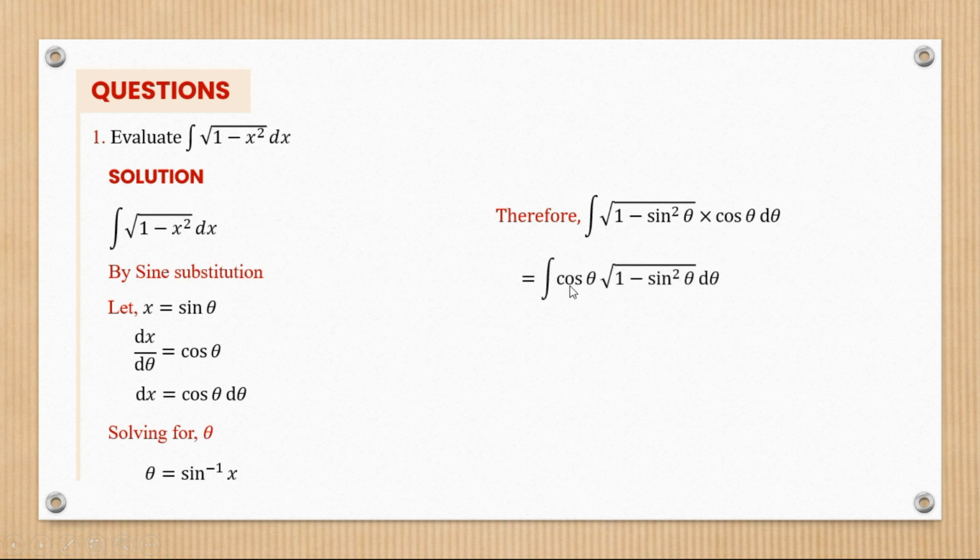So this can be brought to the front, and this is what we end up having. But 1 minus sine squared theta, from trigonometry knowledge, is equal to cos squared theta. Because we have the square root of it, it's going to be cos theta. So we have cos theta times cos theta, which is equal to cos squared theta. So now we have to solve for the integral of cos squared theta d theta.